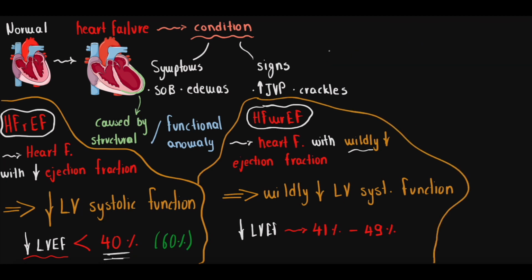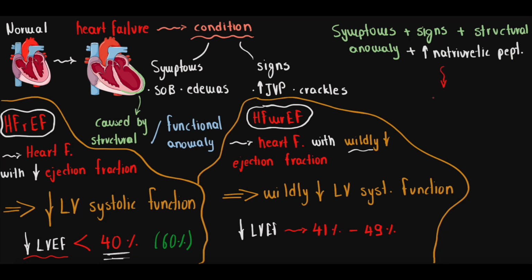Finally, there is another clinical condition of heart failure where we have all the symptoms of heart failure as well as the signs of heart failure, in addition to structural or functional anomalies of the heart, in addition to perhaps increased natriuretic peptides. In contrast to all of these, the left ventricular ejection fraction is more than 50%, so it's close to normal. This condition, where we have a preserved left ventricular ejection fraction despite all the symptoms, signs, and structural anomalies of the heart, is called heart failure with preserved ejection fraction, so HFpEF. So the three types are heart failure with reduced ejection fraction, heart failure with mildly reduced ejection fraction, and heart failure with preserved ejection fraction.